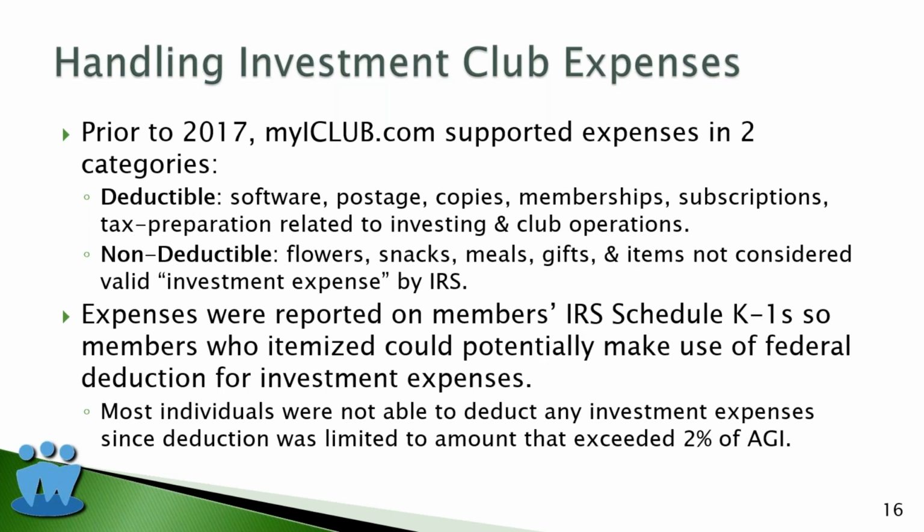Now, prior to the 2017 tax year, there were two categories of expenses in our myICLUB and Club Accounting 3 program. The first was deductible expenses. This was for legitimate expenses related to investment and club operations, such as software for club accounting, tax preparation, postage, copies, memberships, subscriptions, etc. There was another category of expenses known as non-deductible expenses. These included flowers, for instance, if you sent them to a member who was in the hospital, snacks or meals at club meetings, other gifts, other items that were not considered valid, quote, investment expenses by the IRS. The IRS had a publication, Publication 550, that detailed all of the allowable investment expenses.